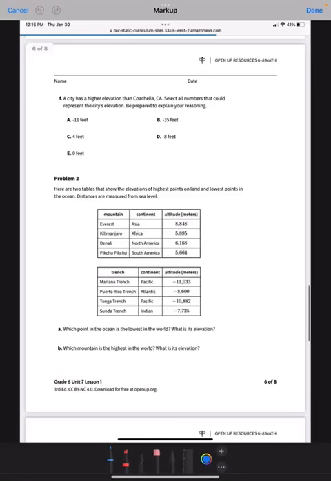For letter F, it says a city that has a higher elevation than Coachella, California. All of the ones that would have a higher elevation than Coachella would be all of the numbers that are above -22. And when I mean above, on our vertical number line, 0's here, and we go up or we go down, Coachella's down here at -22. So anything from here to here is going to be above it. So that means -21 is above it, -20 is above it, -19 is above it, and so on.